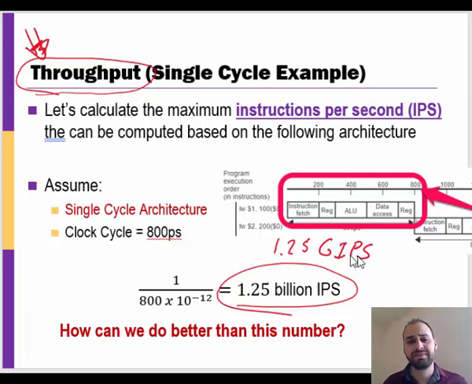Okay, that's how fast. That's the amount of throughput, right? That's how many instructions per second we can run based on these hypothetical numbers and based on these assumptions of our underlying processor.